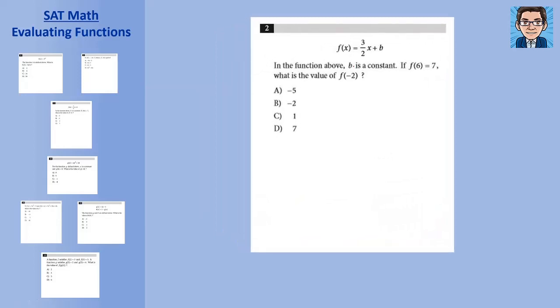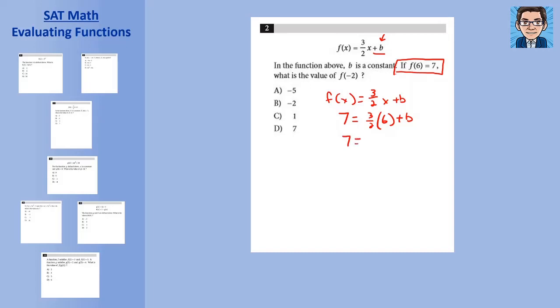So now in this problem, the complication is that we have a constant in here. So we can't just put negative 2 into the function and calculate it right away. We've got to use the fact that they're giving us that f of 6 equals 7. We're going to use that to first calculate the value of b, and then we'll be able to find the f of negative 2. So if f of x is 3/2 x plus b, and that's going to equal 7 when we plug in 6 for x.